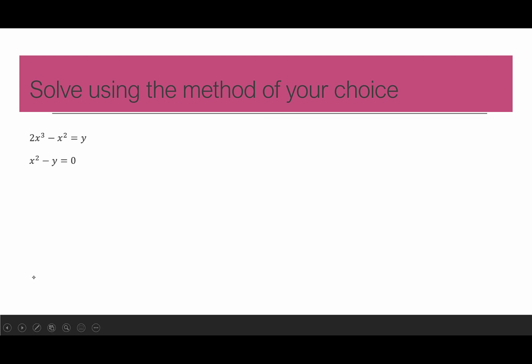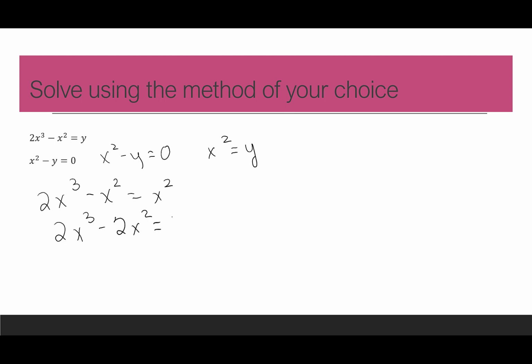So let's try this next one. I have 2x cubed minus x squared is y, and I have x squared minus y equals 0. So I'm going to do substitution, and here's how I'm going to do it. In the second equation, x squared minus y equals 0 says x squared equals y. So I'm going to go back up to this 2x cubed minus x squared and say that's equal to x squared. Let's put all the x squareds together. So I have 2x cubed minus 2x squared is 0.